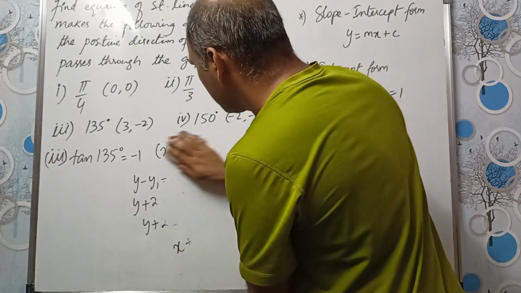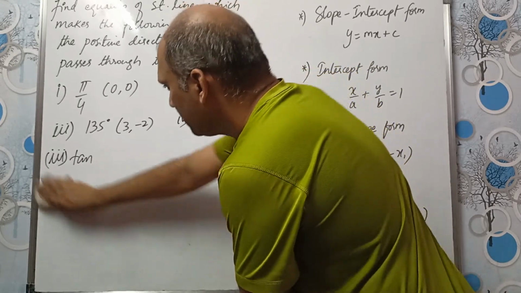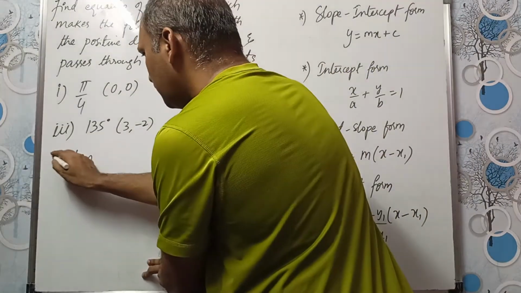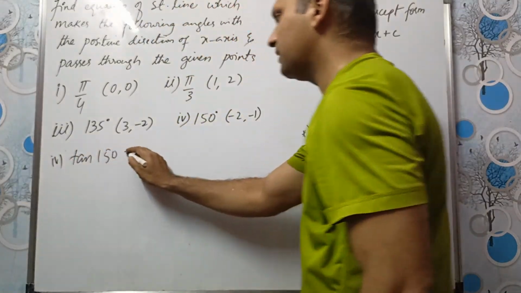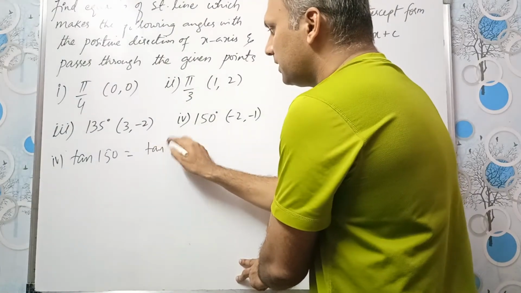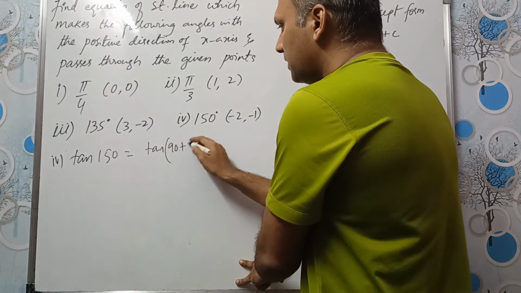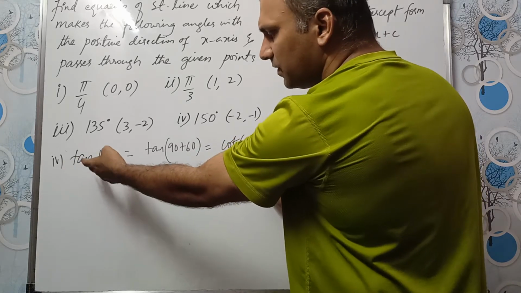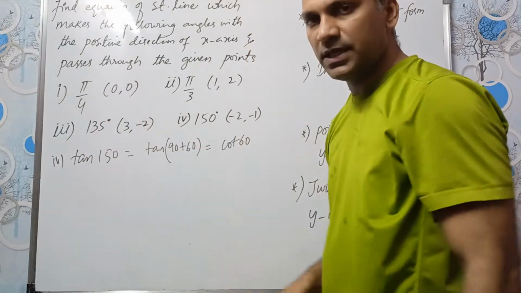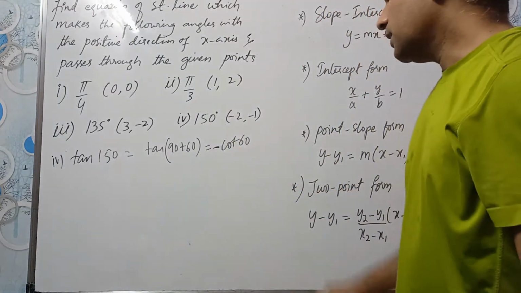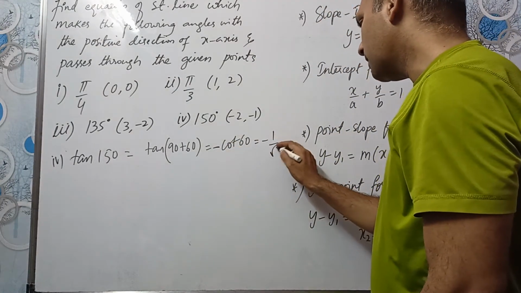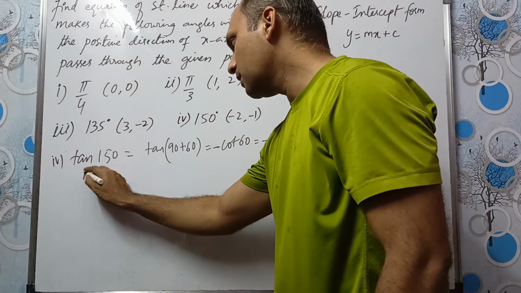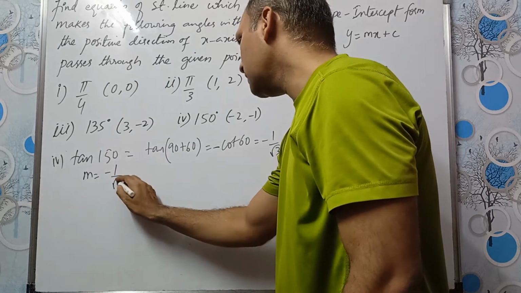Let me rub this. Tan 150. Fourth bit, tan 150. Tan 150 can be written as tan 90 plus 60. Okay, this is cot 60 and 150 is in the second quadrant and tan will be negative in the second quadrant. Okay, so this will be equal to minus 1 by root 3 because cot 60 is 1 by root 3. Alright, we got the slope. M is minus 1 by root 3.